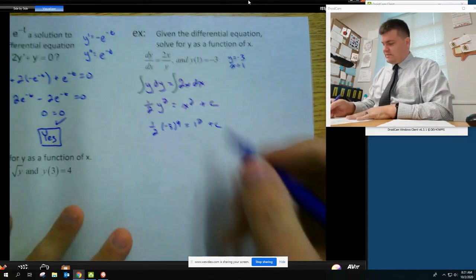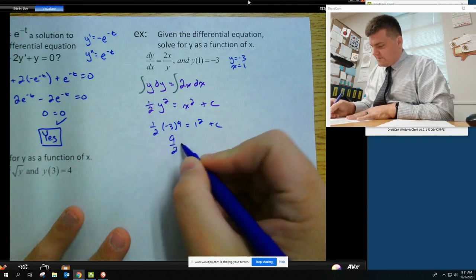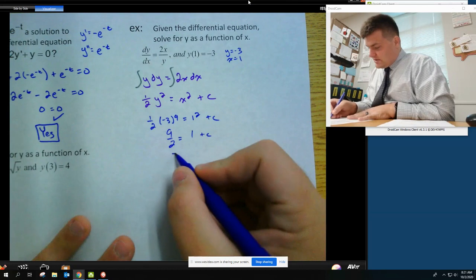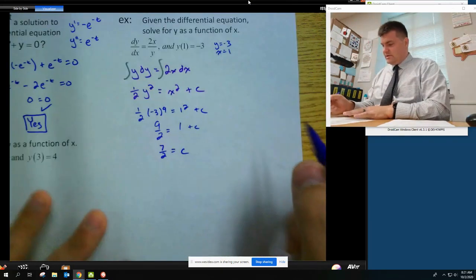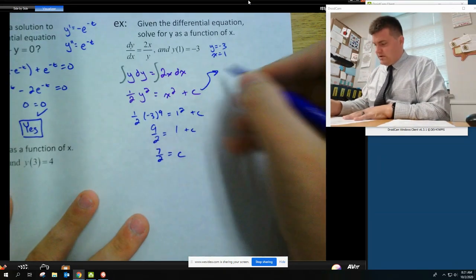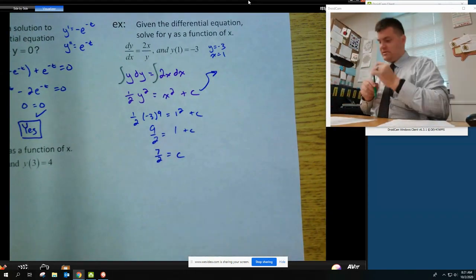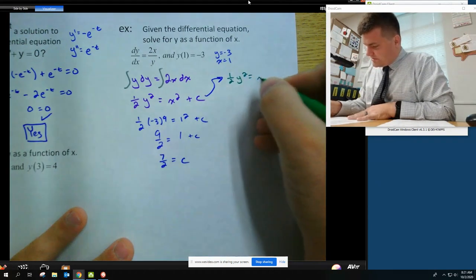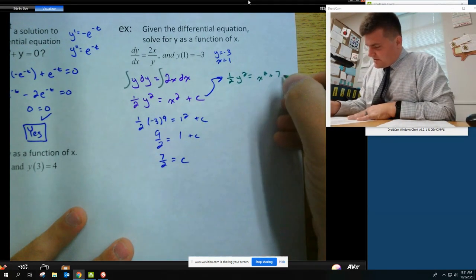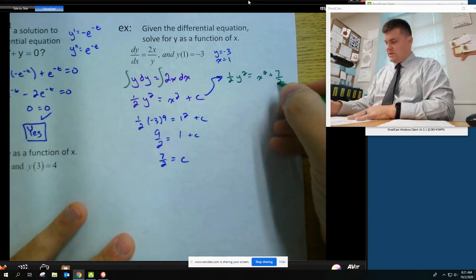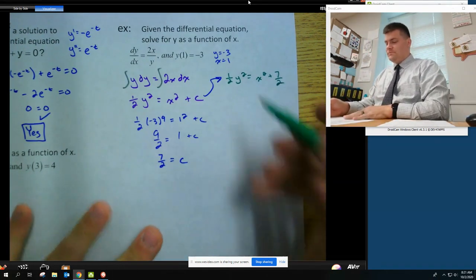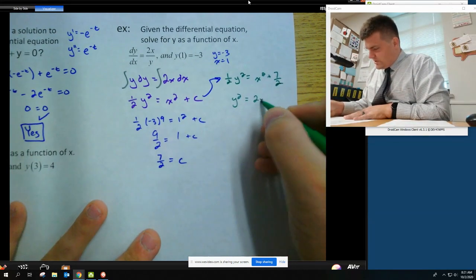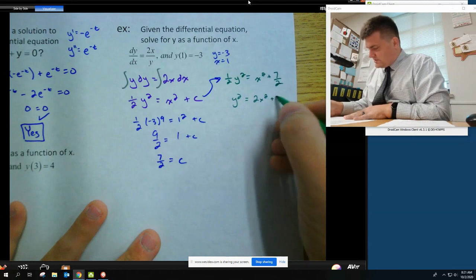Okay, so I'm going to get this right here, which is going to give me 9/2 equals 1 plus c. Subtract that 1 over. I'm going to get 7/2 equals c. So this equation right here is going to give me 1/2 y squared equals x squared plus 7 halves. Now I'm ready just to solve for y. So to do that, multiply everything by 2. I'm going to get y squared equals 2x squared plus 7.